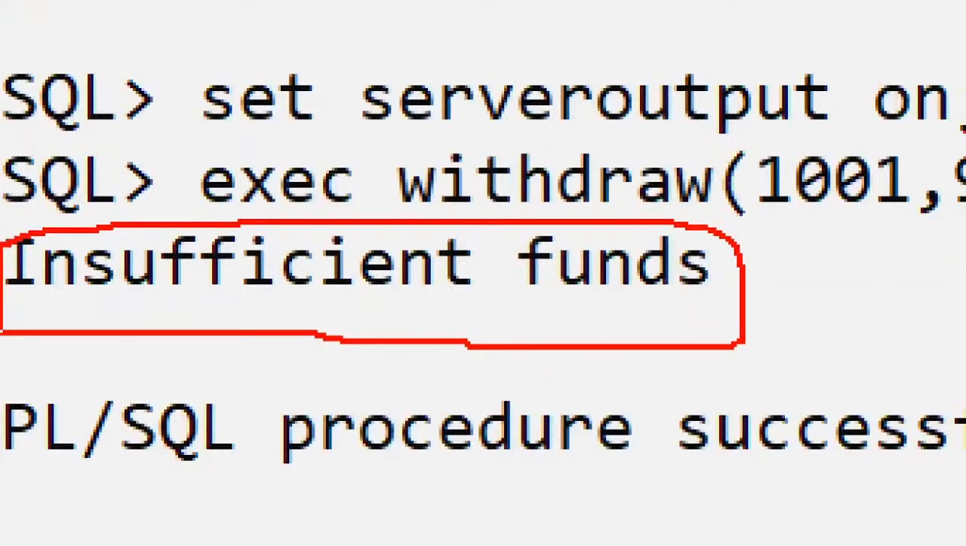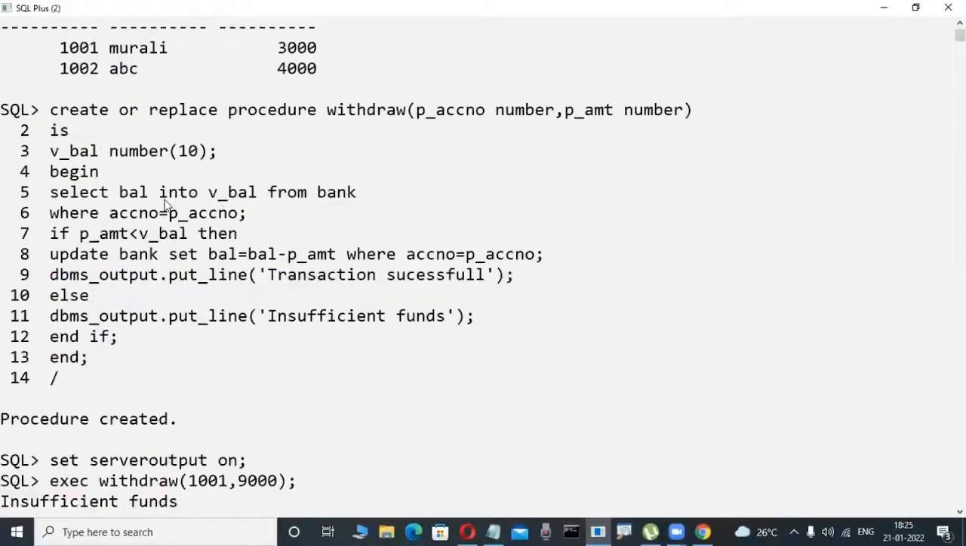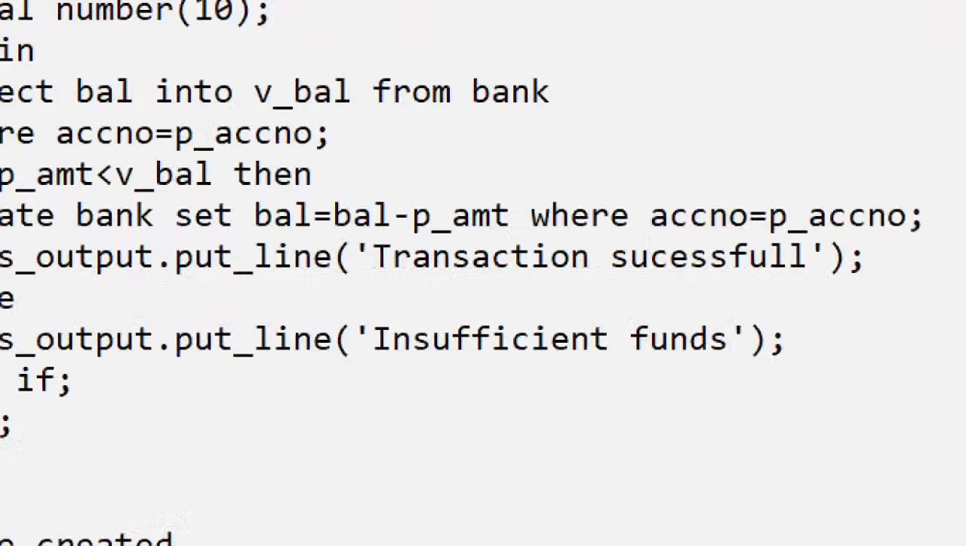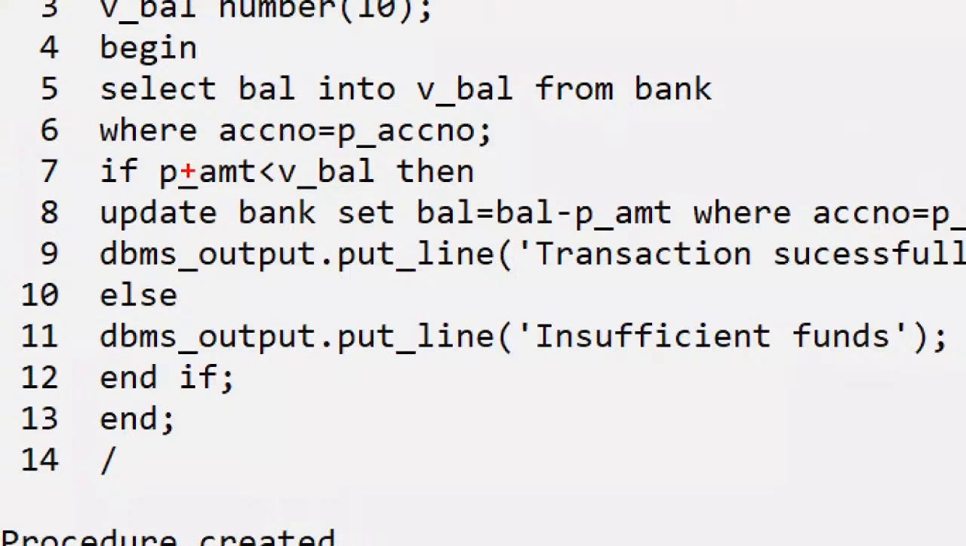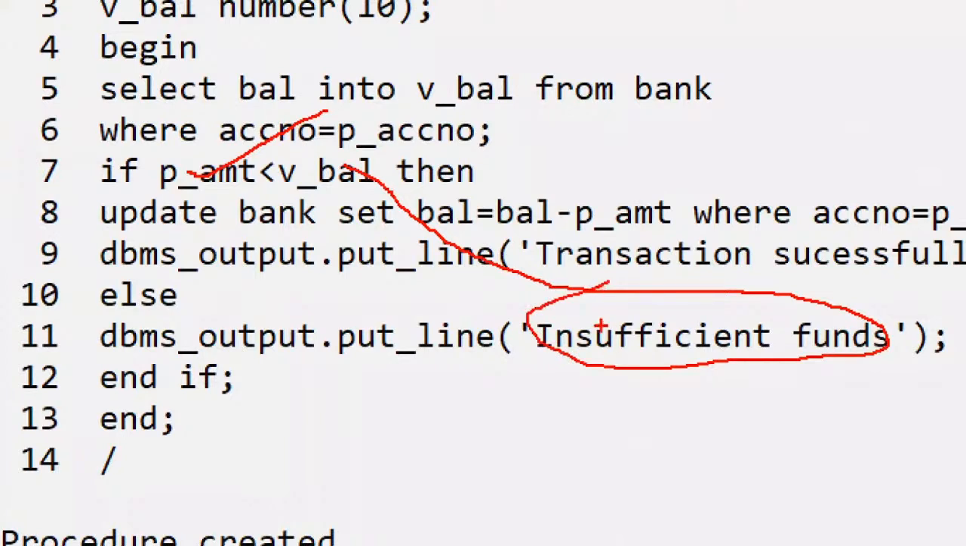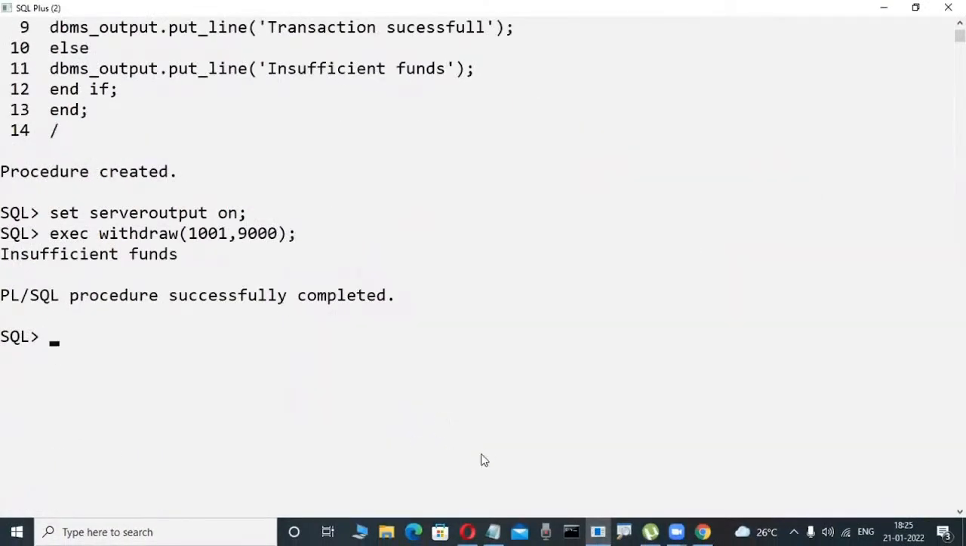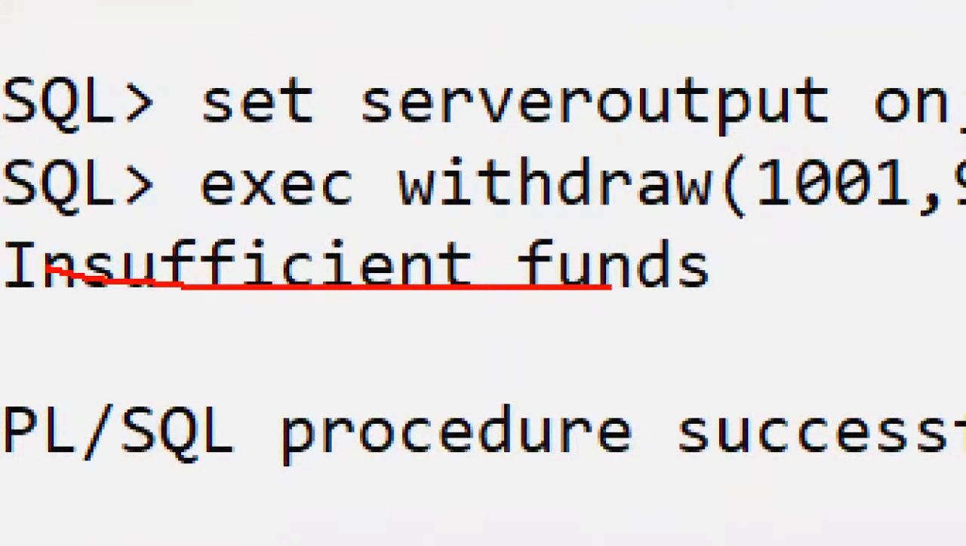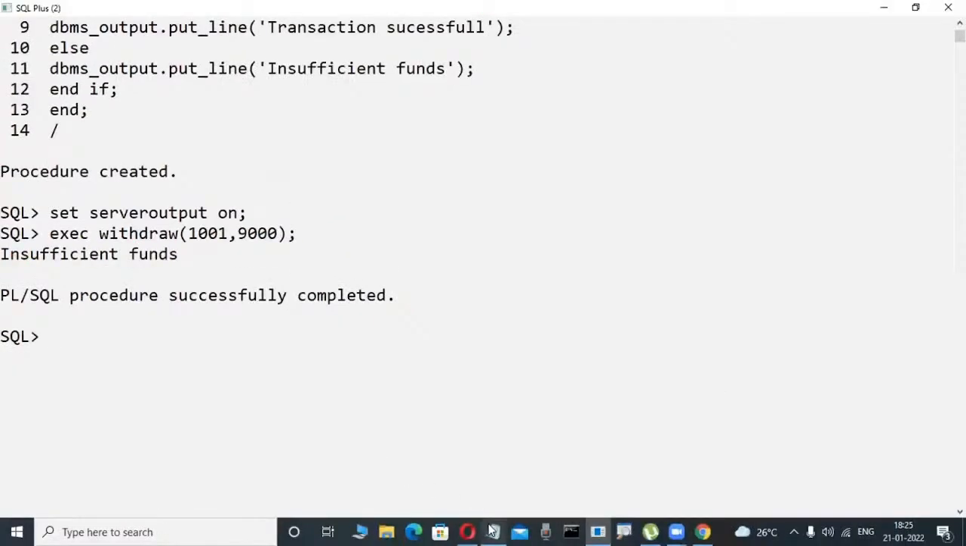How is it possible? This coding is executed. Whatever I'm writing, that is executed. Your amount is more than the available balance. That's why insufficient funds only. It will display the message, yes. Now, logically observe here: insufficient funds is the message. It will be displayed or not? Yes. Suppose now, check it out.